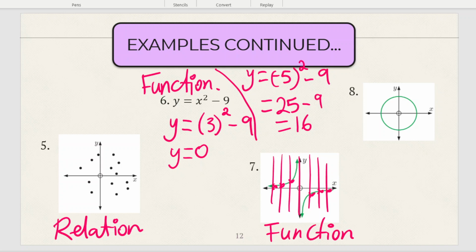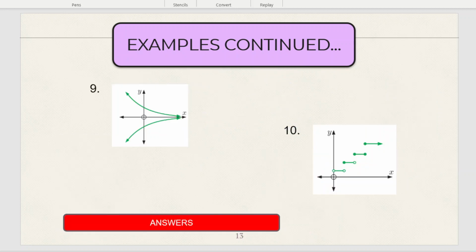With our circle, we talked about this one before. Chopping it through straight away, we've got 2 points. That is a relation. Straight away, relation. We've seen this one before.